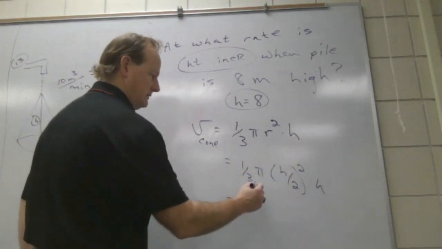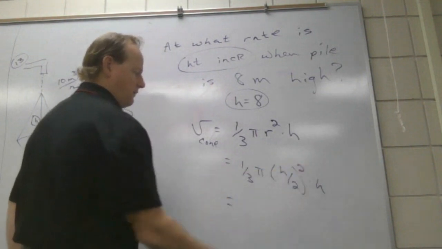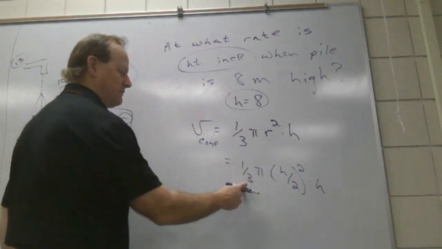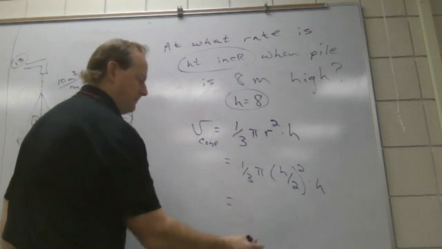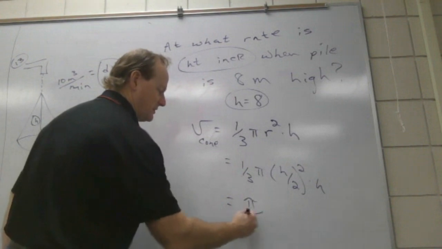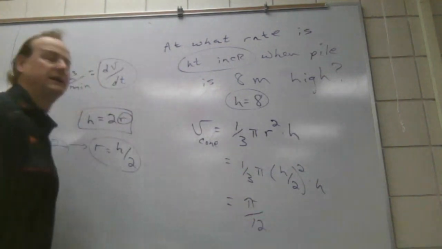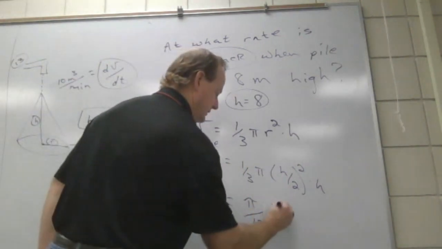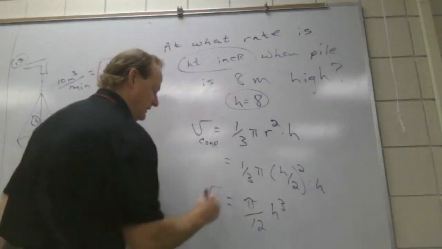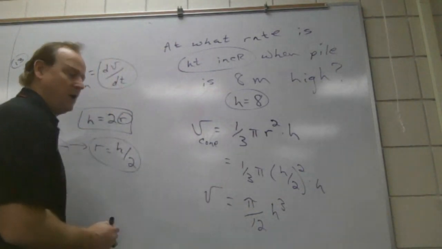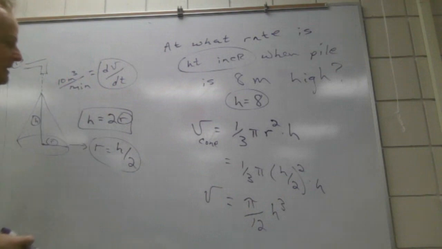So I'm just going to... H over 2 quantity squared is H squared over 4, right? But I can take the 4 times 3 on the bottom, and it's 1/3, or basically pi is a number on top, so it's pi over 12, because 3 times 4 is on the bottom, right? And then H cubed. So this is the volume right there. So the volume equals pi over 12 H cubed, right?